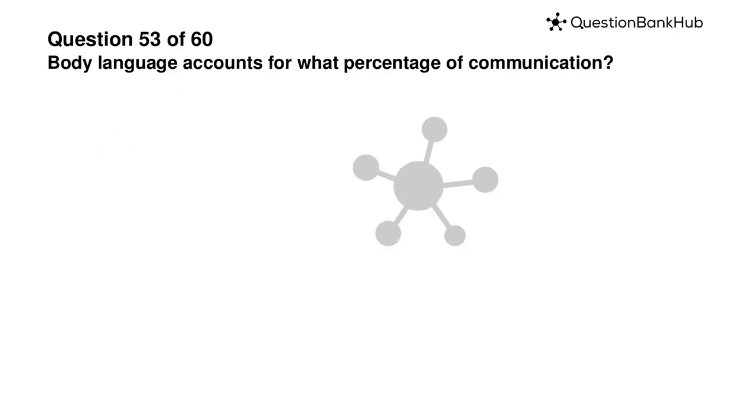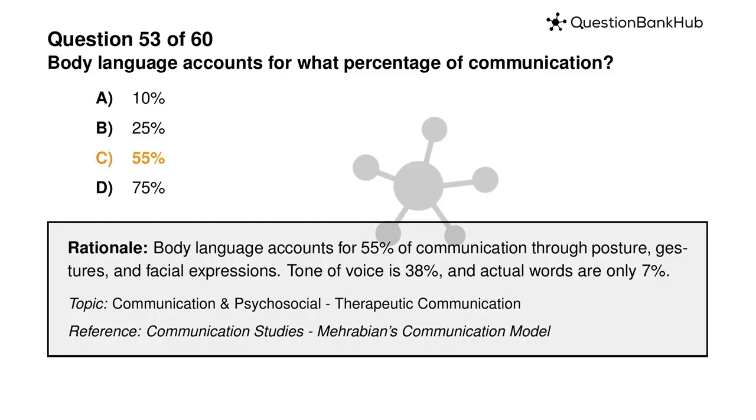Question 53. Body language accounts for what percentage of communication? A. 10%. B. 25%. C. 55%. D. 75%. The correct answer is C. 55%. Body language accounts for 55% of communication through posture, gestures, and facial expressions. Tone of voice is 38%, and actual words are only 7%.